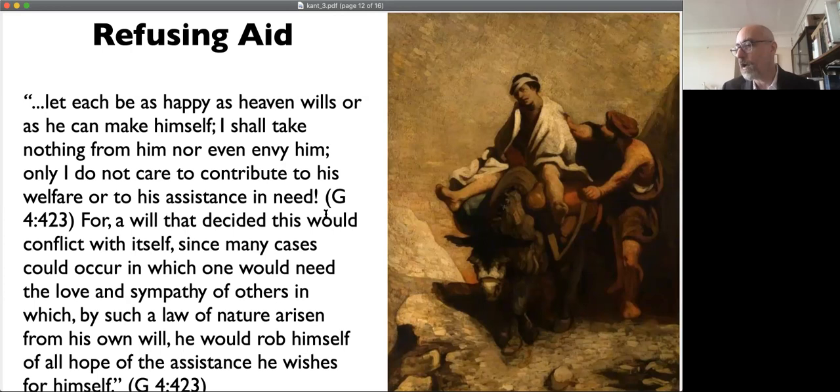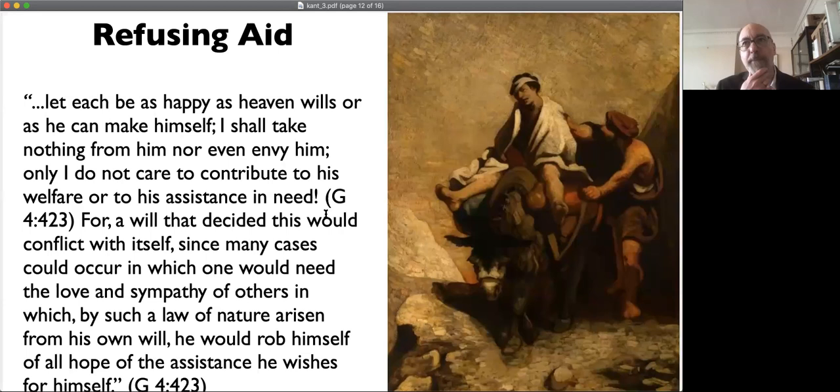Here, Kant's going to argue the following maxim is going to be impermissible. Let each be as happy as heaven wills, or as he can make himself. I shall take nothing from him, nor even envy him. Only I do not care to contribute to his welfare or to his assistance in need.